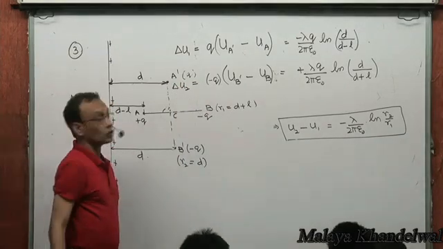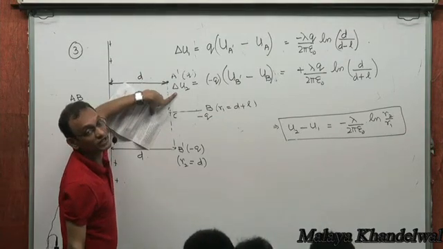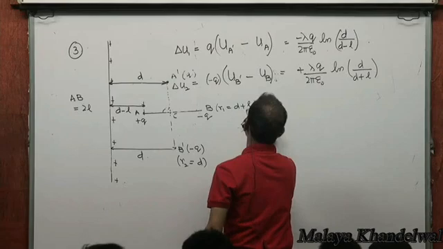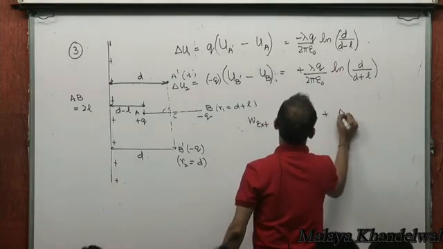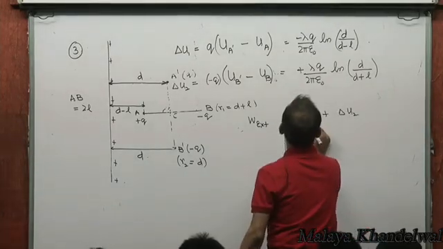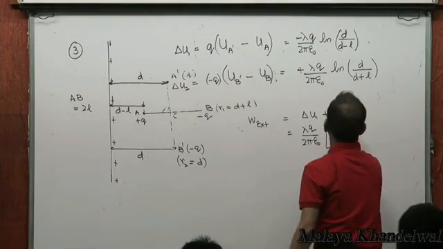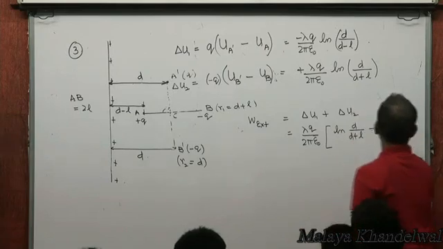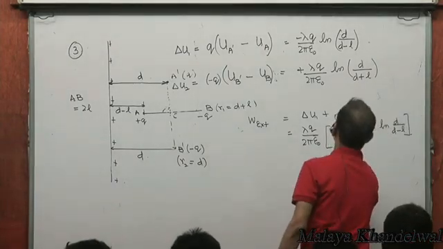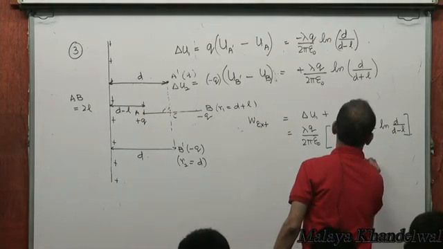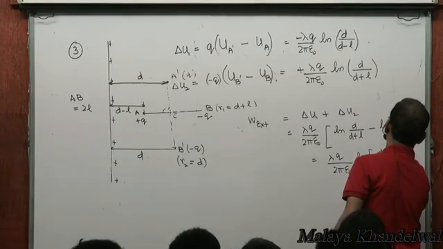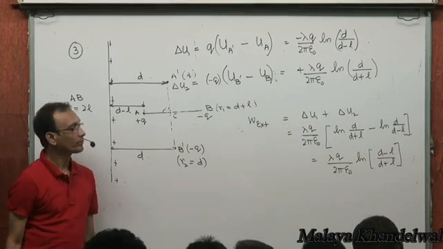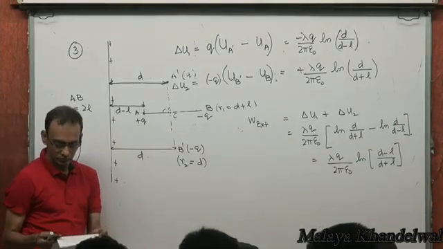The total work done would be delta U1, the change in potential energy of A, plus delta U2, the change in potential energy of B. That's going to be the total work done by an external agent if there is no change of kinetic energy. Work done by an external agent is delta U1 plus delta U2, which is lambda Q by 2 pi epsilon naught times log d by d plus L minus log d by d minus L. Which is simply lambda Q by 2 pi epsilon naught log of d minus L by d plus L, as you can readily see. That's the work done by an external agent. Seems good?